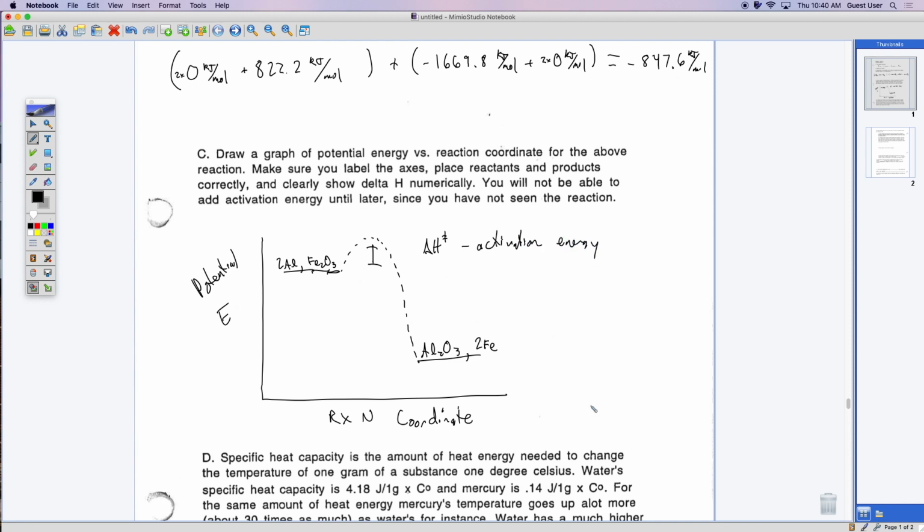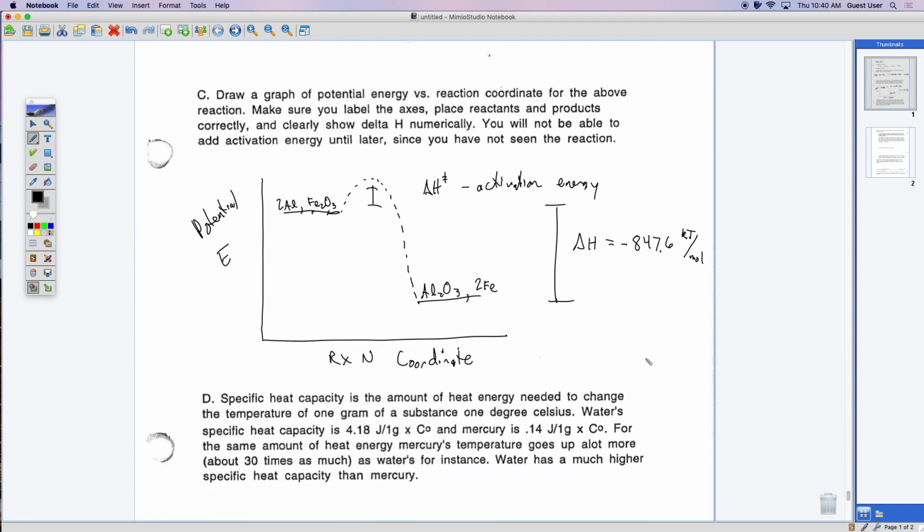I'm not asking you to calculate that. All I'm asking you to do is say that the difference between these two heights is going to be that delta H value that you just discovered or found up there through calculation, which is going to be negative 847.6 kilojoule per mole.